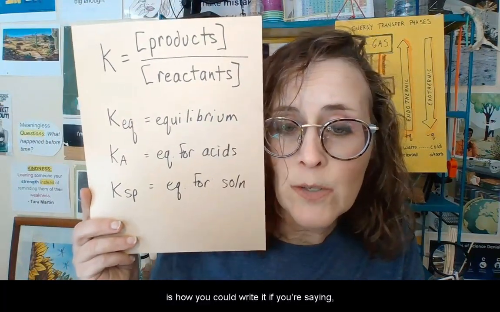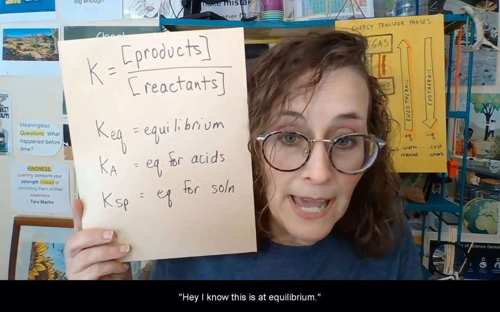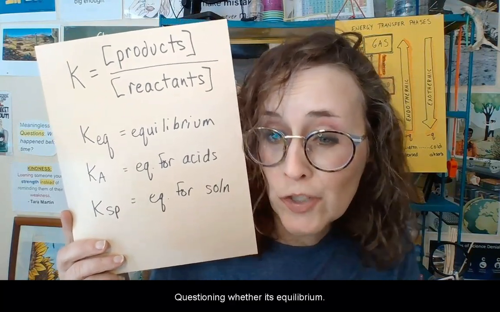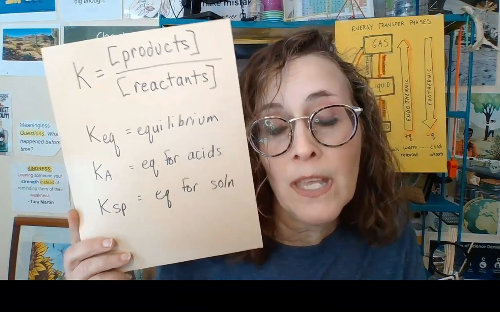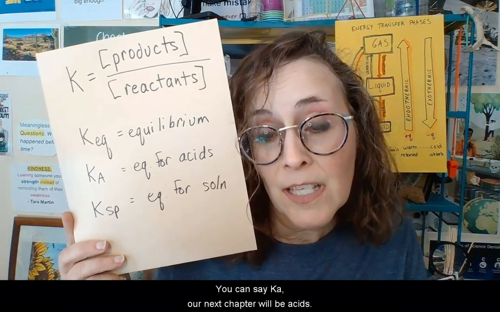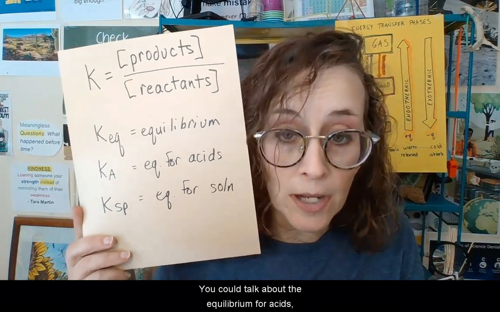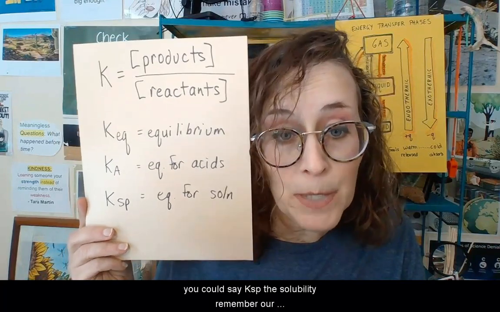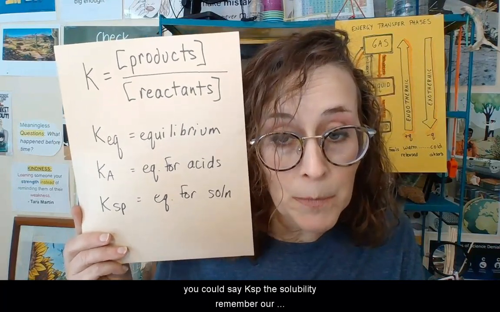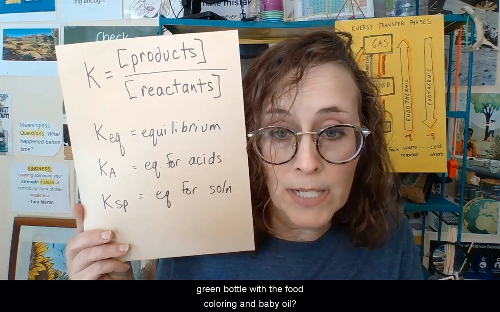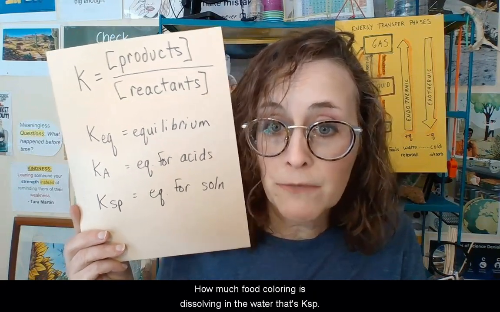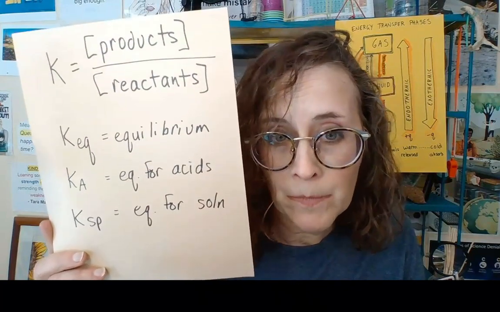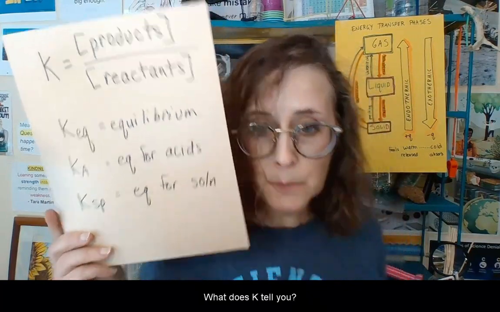Keq is how you could write it if you're saying, hey, I know this is at equilibrium. You could write just Q if you're questioning whether it's at equilibrium. You could say Ka. Our next chapter will be acids. You could talk about the equilibrium for acids. You could say Ksp, the solubility. Remember our green bottle with the food coloring and the baby oil? How much food coloring is dissolving in the water? That's my Ksp. What does K tell you?